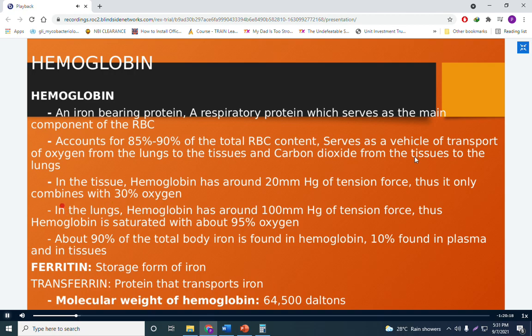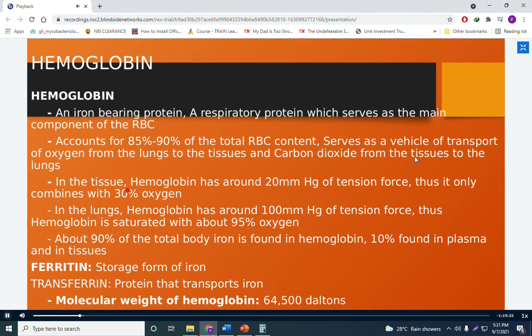Now, in the tissues class, hemoglobin has around 20 millimeter mercury of tension force. Class, have you heard of mmHg? Saan apparatus or device to nakikita sa measurement class? Yes, thermometer. Okay, that's good. Aside from the thermometer, isa pa. What else? Okay, so it's your BP cuff, ha? So blood pressure class.